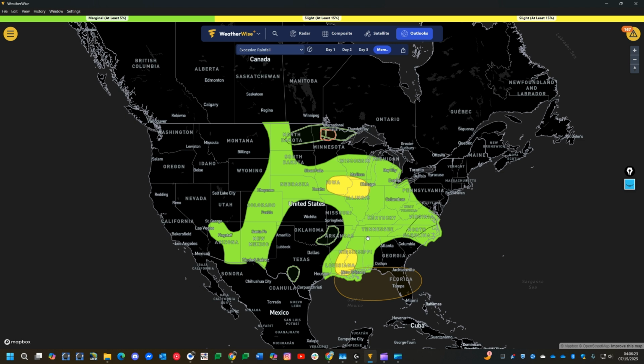So the flooding risk continues. I don't know if its pattern is pretty persistent. Hopefully, we get out of it at some point. Tomorrow's video, maybe I'll go over the long-range precipitation forecast.